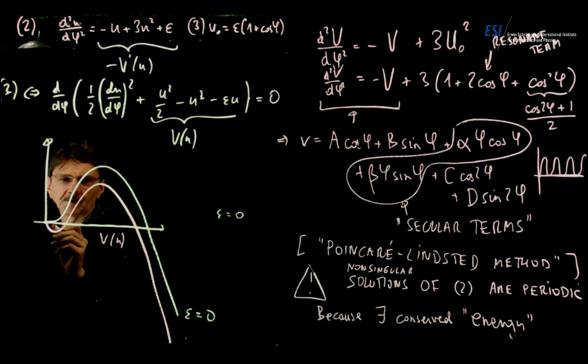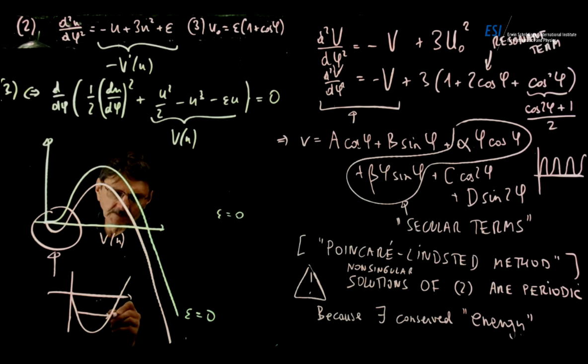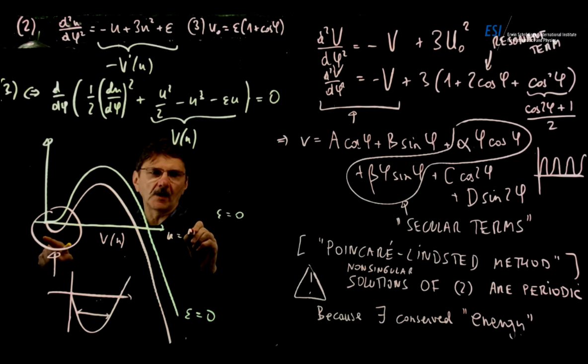And in this region, all orbits are periodic. Because if I zoom on this region, I'm going to have something which looks like that. Then if I take an energy level, the orbit just goes here, bounces off the potential, goes here, bounces, and so forth. Remember that u is M over r.